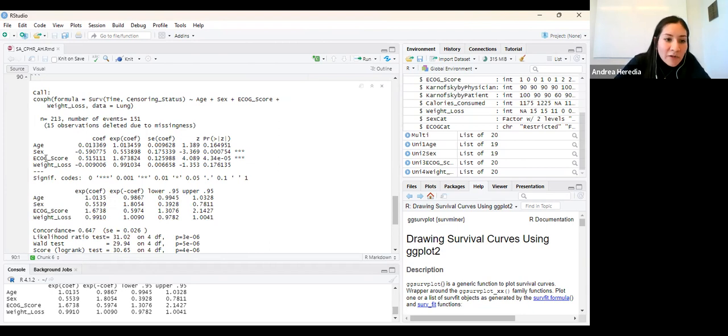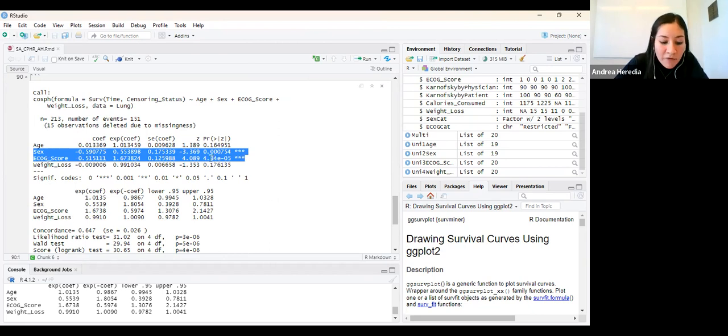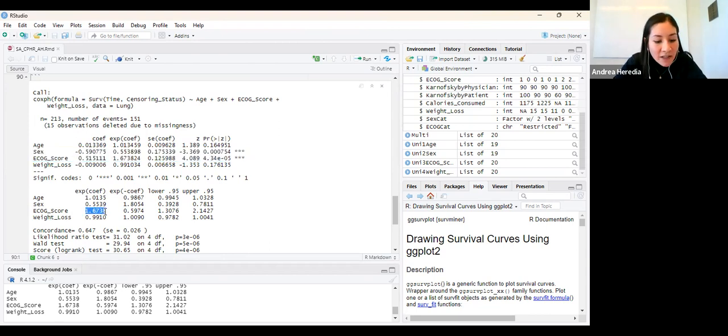In the same way, right now we're looking at our significant variables. If we look at the ECOG score, again, it's less than 0.05 with a hazard ratio of 1.67, indicating a strong relationship between the ECOG score value and an increased risk of death.